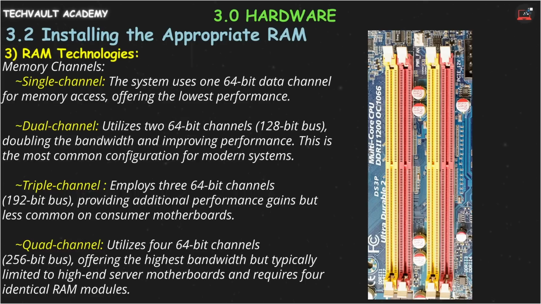Triple channel, rare, employs three 64-bit channels, a 192-bit bus, providing additional performance gains but less common on consumer motherboards. Quad channel, rare, utilizes four 64-bit channels, a 256-bit bus, offering the highest bandwidth but is typically limited to high-end server motherboards and requires 4 identical RAM modules.